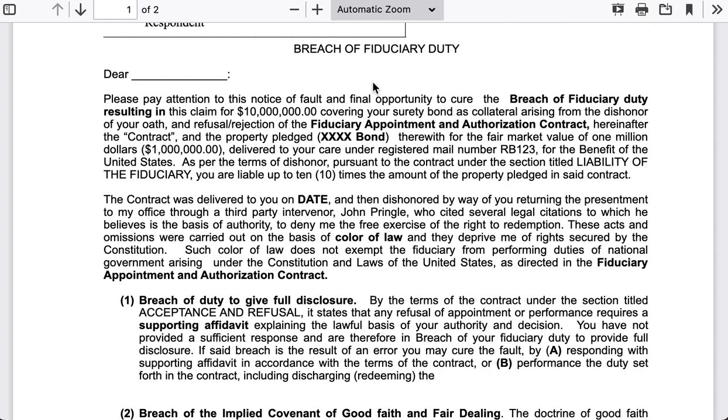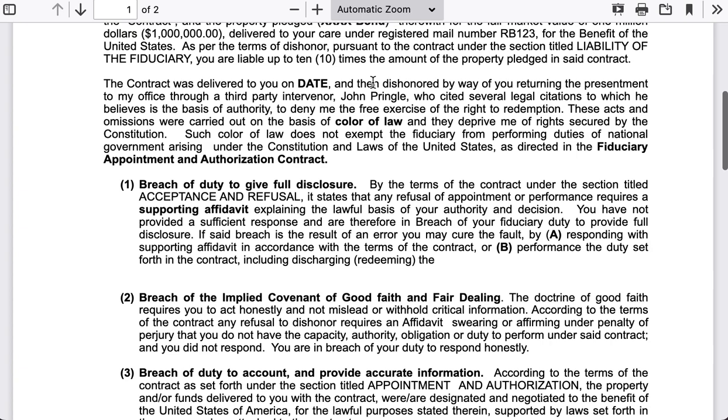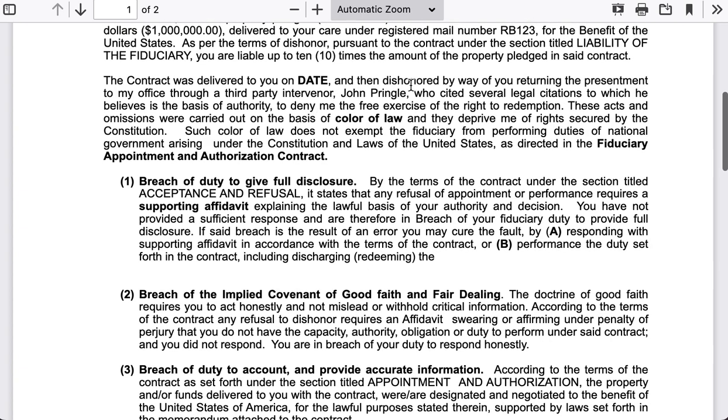So there is an expectation of performance because these persons pledged to support and defend the Constitution of the United States and the laws of the United States. I'm also mentioning that the presentment was delivered to him or her on whatever date, and the presentment was returned by a third-party intervener.